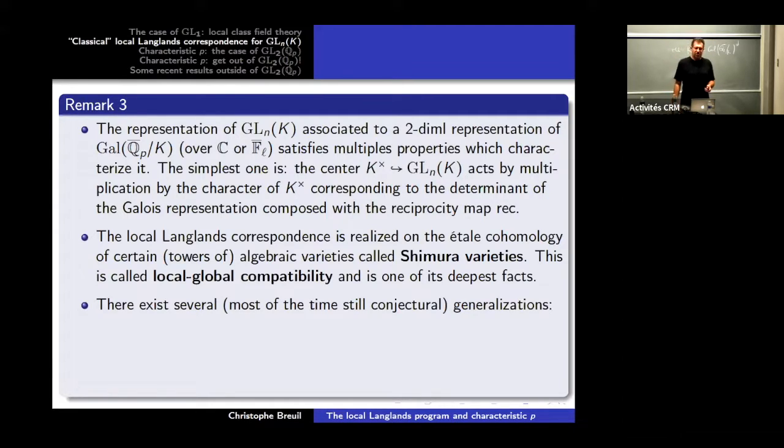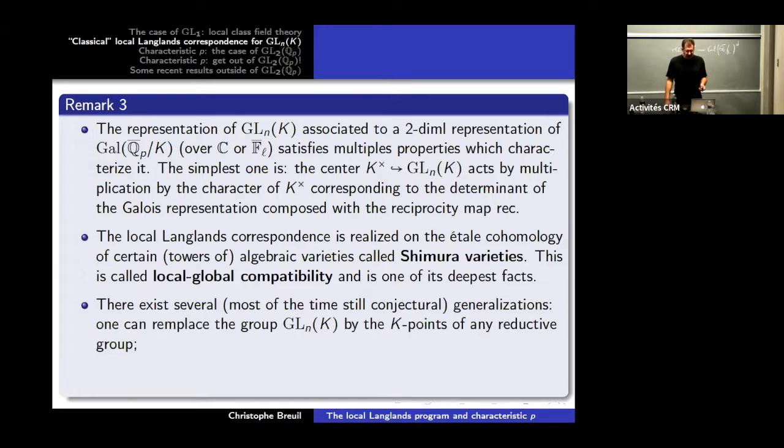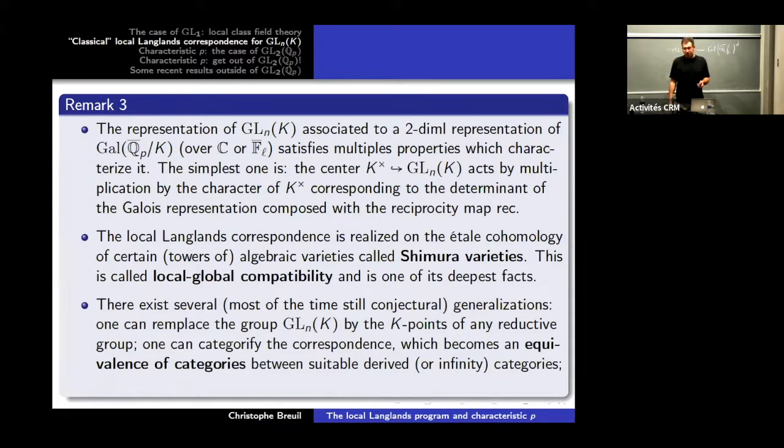There exist even today many generalizations. As I told you, it's a huge industry. You can replace GLN of K by the K points of any reductive group, symplectic group, orthogonal group. You can categorify the correspondence, meaning it's no more a bijection between isomorphism classes, but it becomes an equivalence of categories, and even between suitable derived or infinity categories, if you like to play with that. And you can also consider metaplectic groups, which are not algebraic groups, but there's still a version of the correspondence for that, and so on.